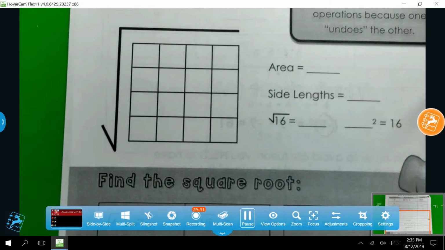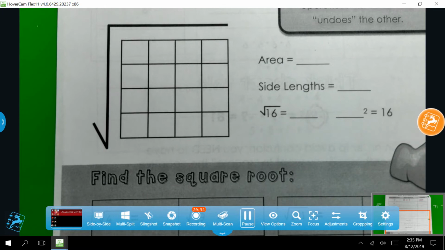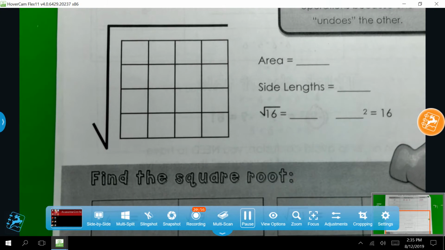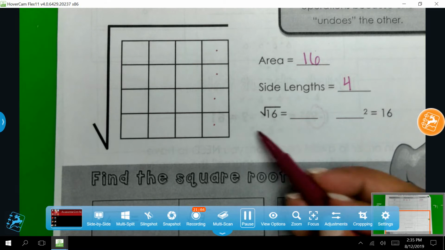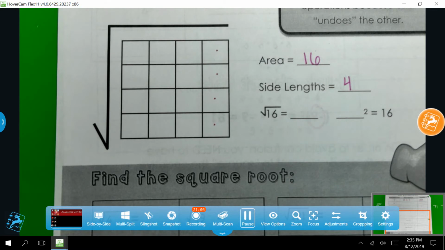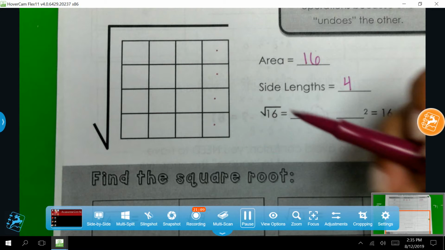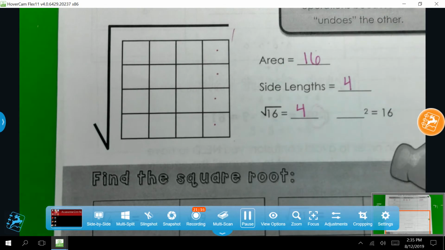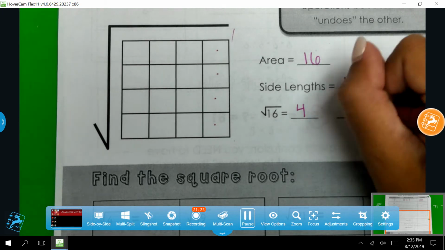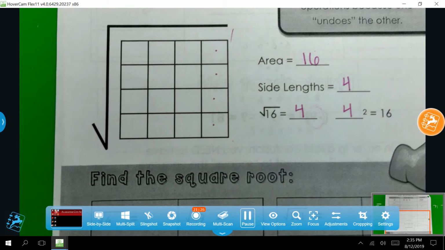Alright, so what about here? What's my area of that? Yeah, just yell it. 16. So what is my side length? 4. So what do you think the square root of 16 is? 4. Remember the square root represents the length of a square. So the length of my square is 4. So the square root of 16 is 4. Okay. So then what squared equals 16? 4. Questions about that?